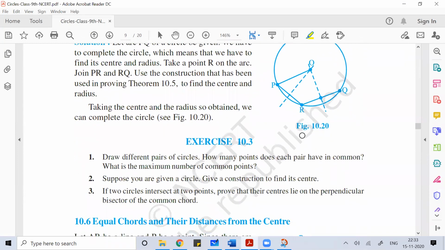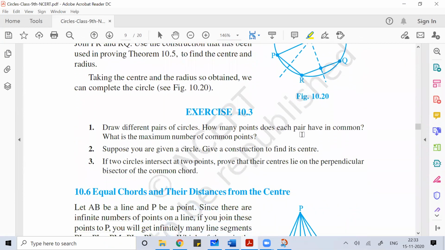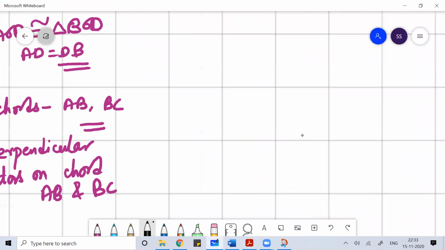Once you understood this, now you can see exercise 10.3. Draw different pairs of circles. How many points does each pair have in common? What is the maximum number of common points? So what is this question?